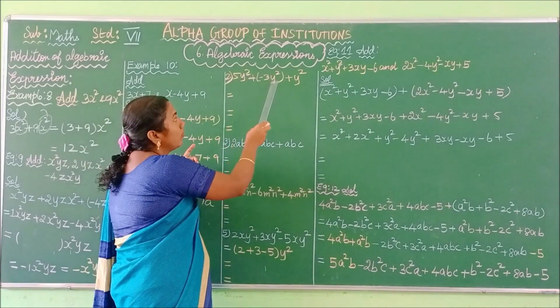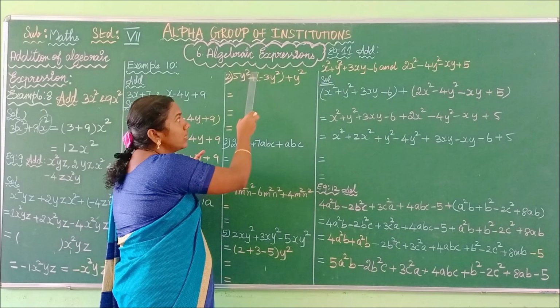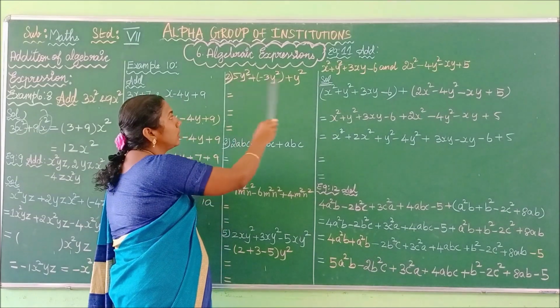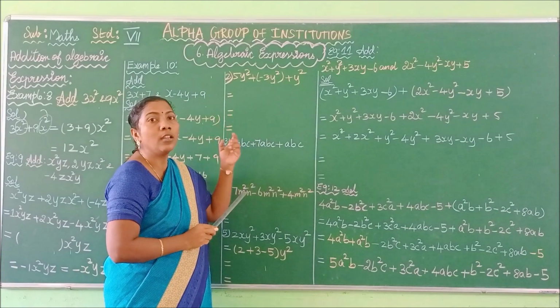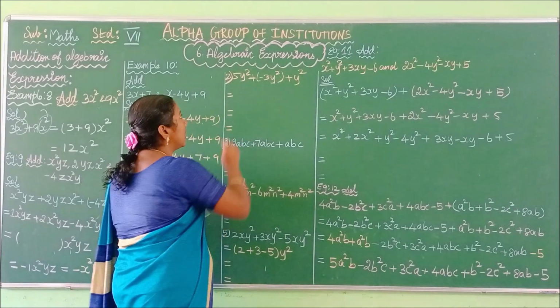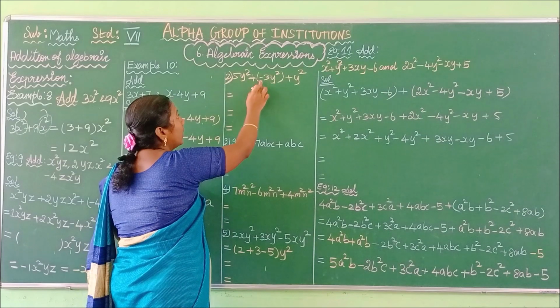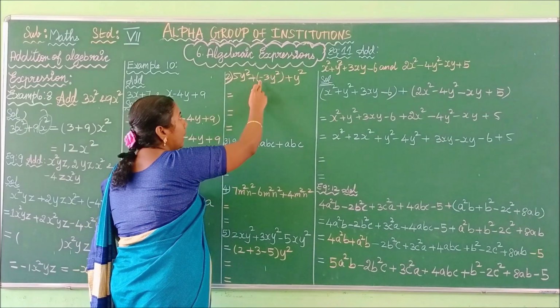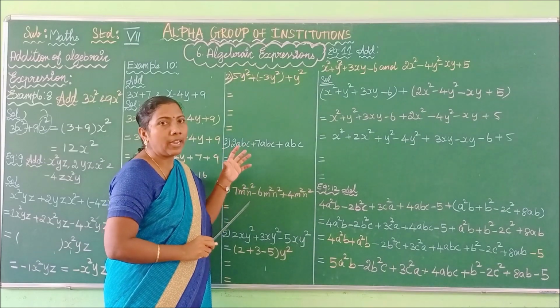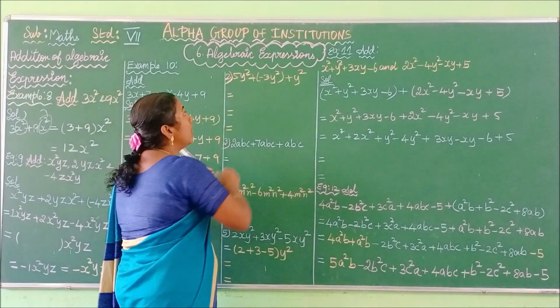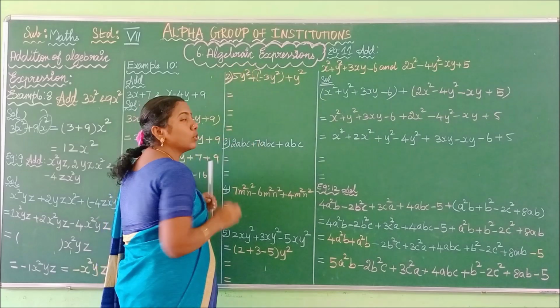See here, what is the variable here? Y. What is its power? 2. So all the terms are like terms. How can we add the like terms? By adding their numerical coefficients. See here, we have 5y square. Here, see, children, within the bracket they give minus 3y square. So you have to remove the bracket. How can you remove the bracket? By multiplying the symbols.